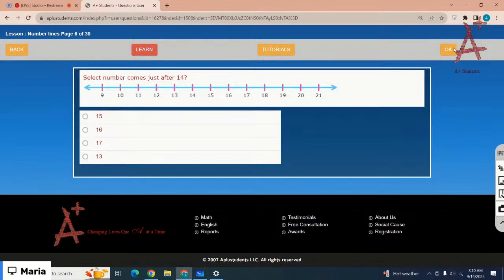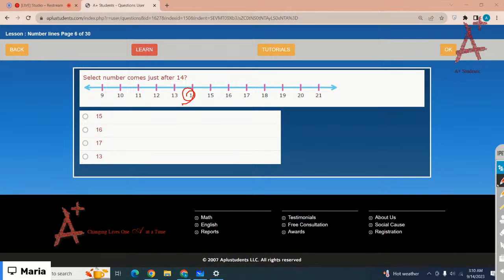Select number that comes just after 14. So which is the correct option? What you have to do? You have to find 14 on the number line. So where is 14? Here it is.